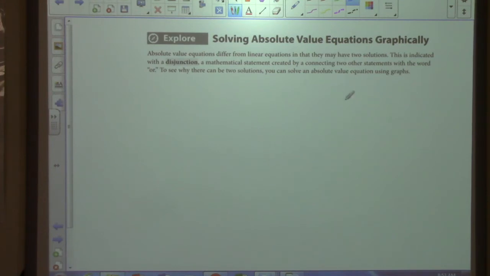Absolute value equations differ from linear equations in that they may have two solutions. This is indicated with a disjunction. I'm not going to hold you accountable for this word. It's a statement formed by connecting two other statements with the word or. So that's why there can be two solutions, this or that.